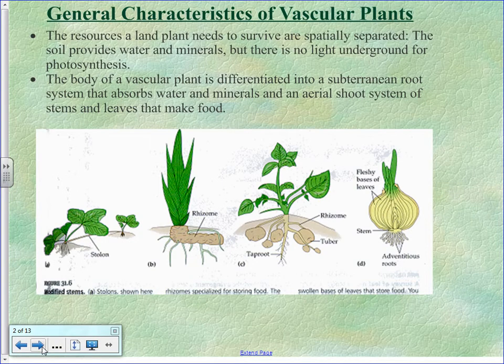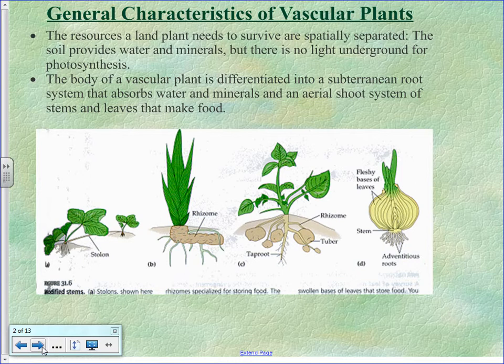So, the resources that a land or terrestrial plant needs to survive are not in the same place. That's what spatially separated means. What are the things a plant needs? Water is one. Sunlight. CO2. All right, got to have those things. Minerals probably also in there, but the big three, water, sunlight, and carbon dioxide, that's how they make sugar. Those are the starting materials for photosynthesis. Obviously, sunlight's not a material, it's the source of energy, but we've got to have water and carbon dioxide in order for photosynthesis to occur.